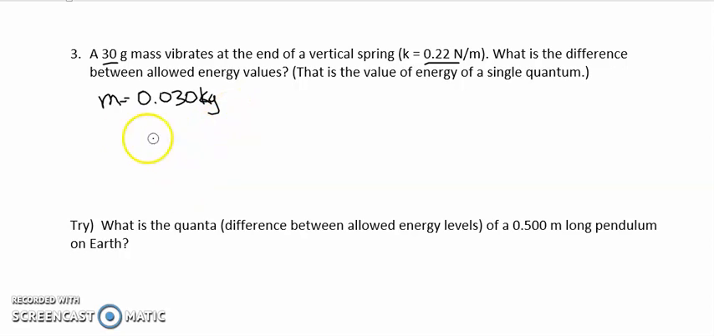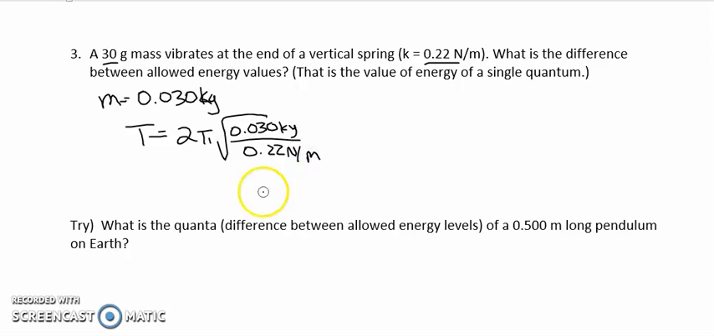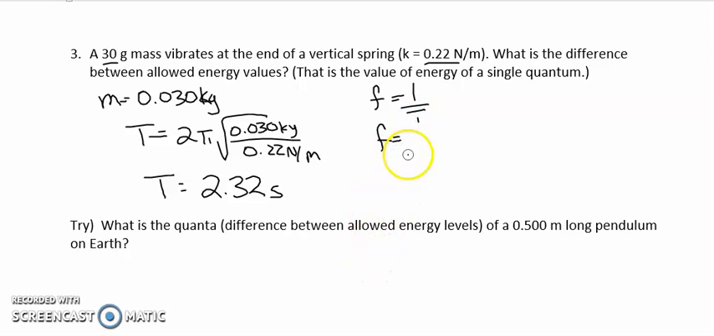So the period of oscillation is just 2 pi square root mass over the spring constant, which means that the period is 2.32 seconds. To find the frequency, you're going to do the inverse of the period, which gets you 0.431 hertz.